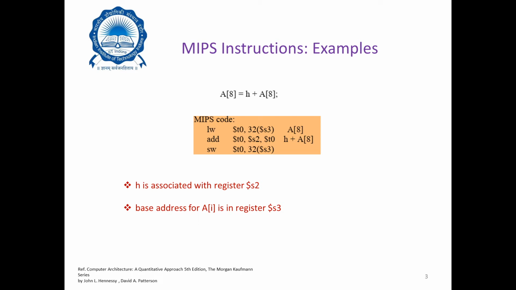So therefore we have sw $t0, 32($s3). Why we are using the same $s3 is because we want to store it back to the same memory location, the same array A. So that's how we have 3 instructions in the MIPS code corresponding to 1 line of code in the high-level language, which you see here.